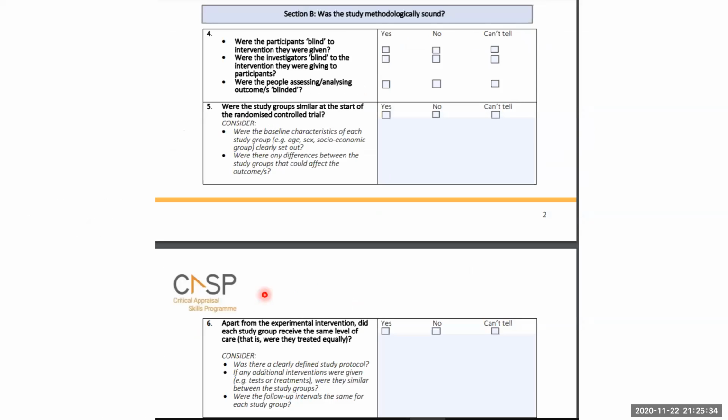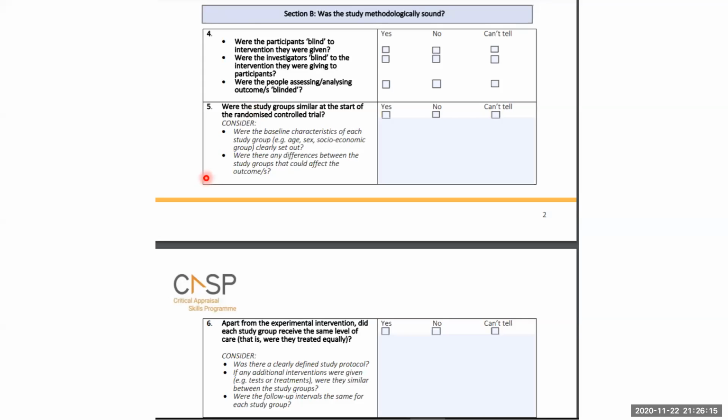The second part is dealing with the methodology of the study. And we should ask these questions: were the participants blind to the intervention they were given? Were the investigators blind to the intervention they were giving to participants? And were the people assessing or analyzing the outcomes blind? So all these parties, the participants, investigators, and assessors, should be blind to the randomization, or should be blind to the intervention they were giving to participants.